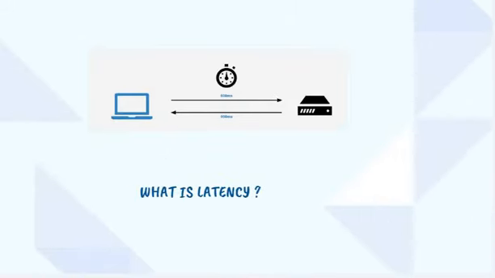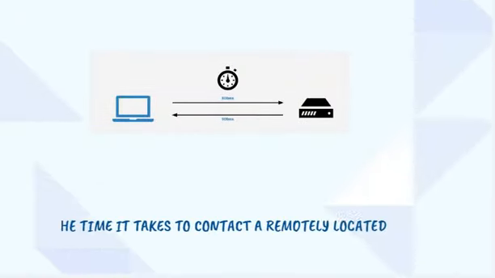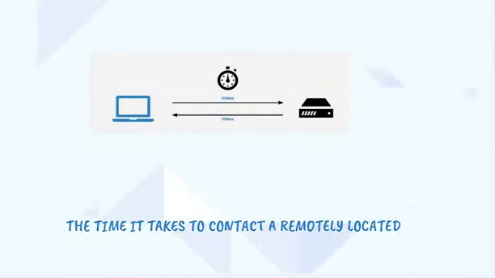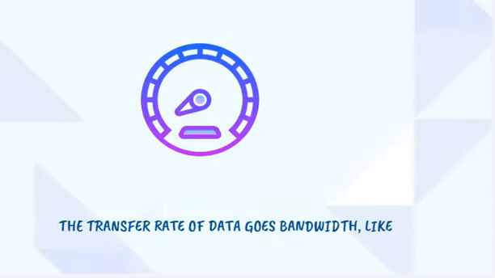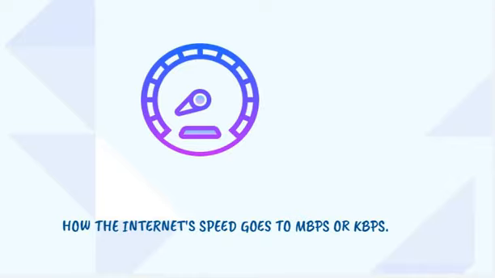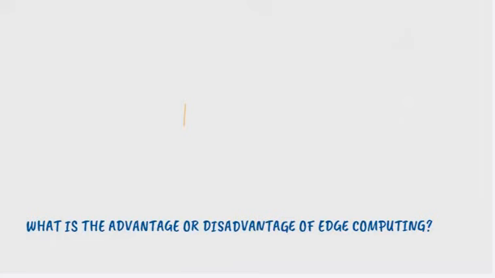What is latency? The time it takes to contact a remotely located data center is called latency. What is bandwidth? The transfer rate of data is called bandwidth, like how internet speed is measured in Mbps or kbps. What are the advantages and disadvantages of edge computing?